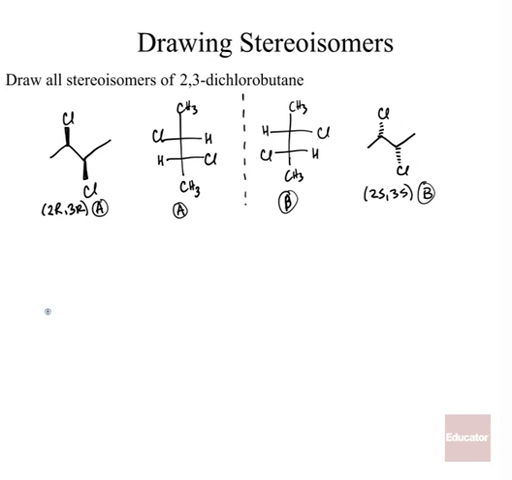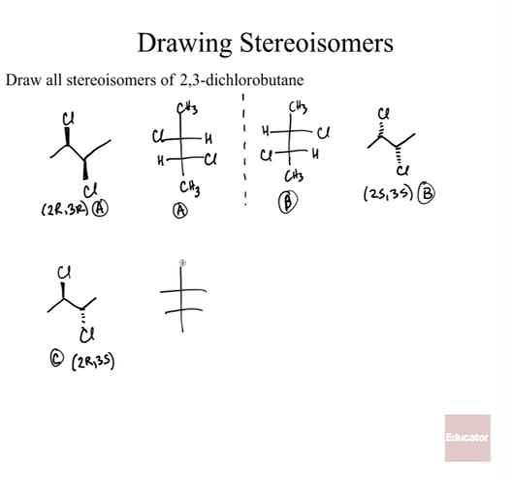What would be another possibility? Well, we could draw one as a wedge and the other as a dash. So this is clearly a unique compound. We would call this 2R, 3S.